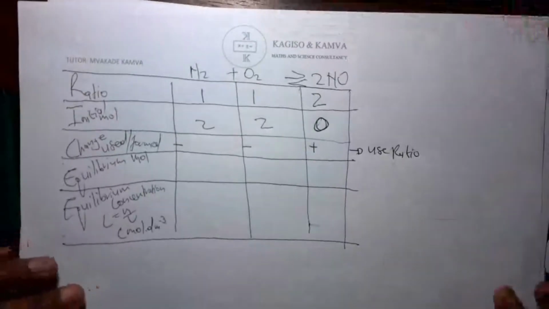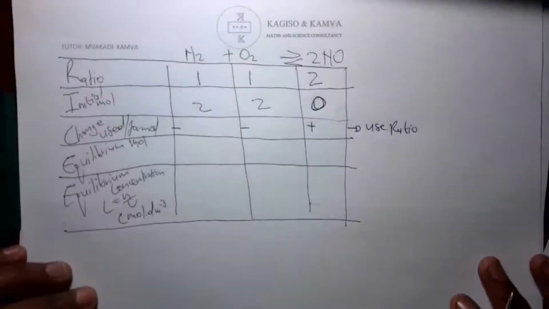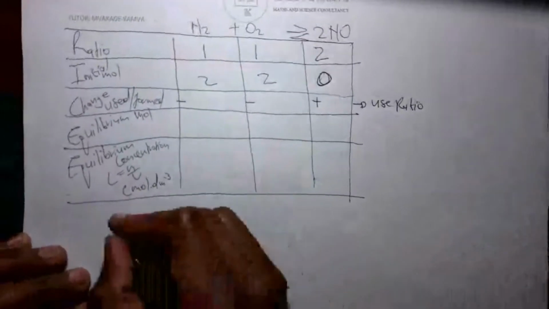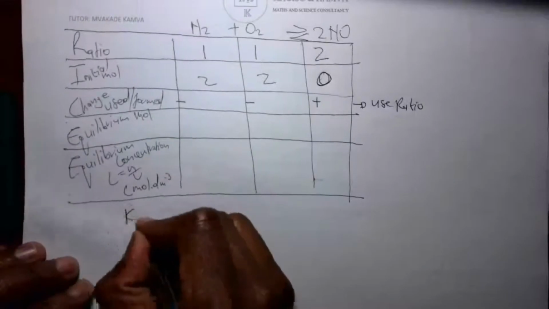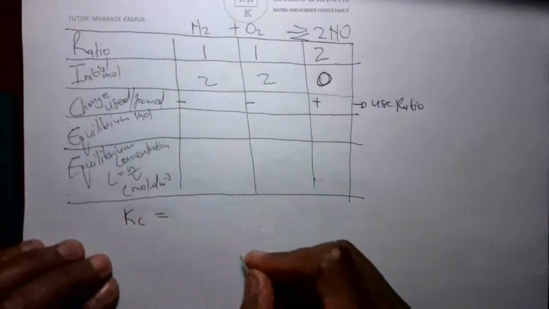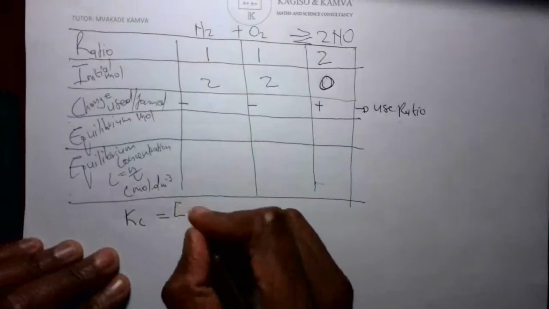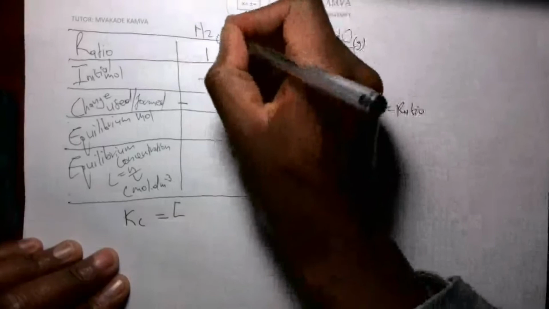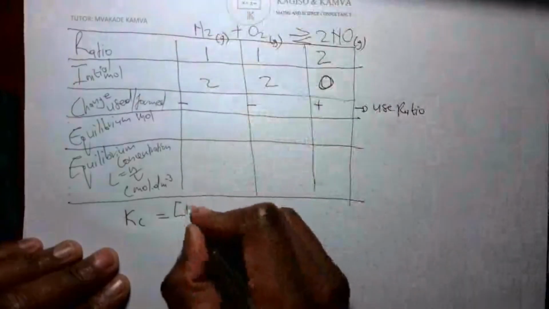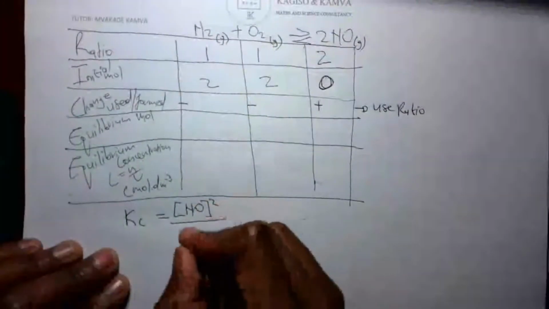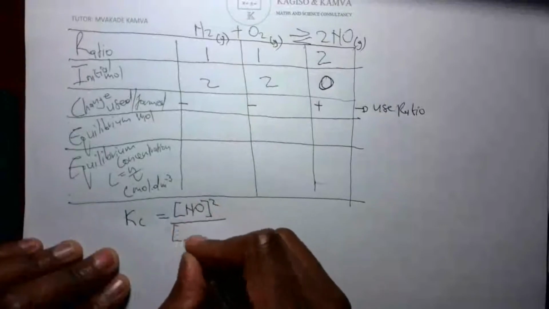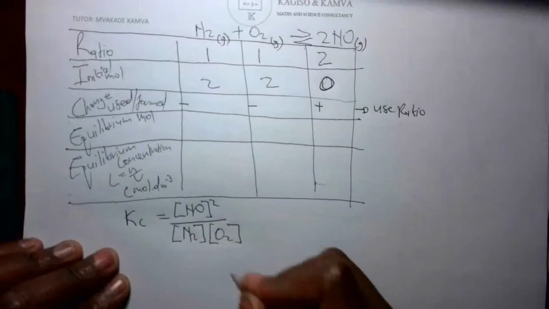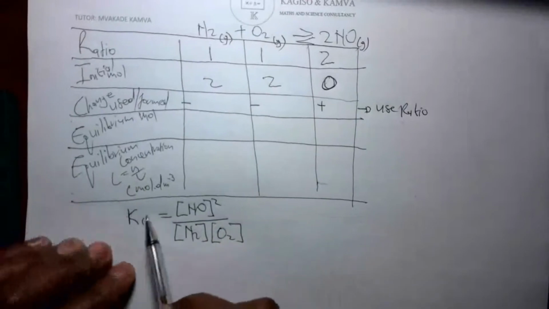From what we have, we are also given Kc, only Kc. Now we have to start with the expression for Kc. Kc is, because these are all gases, NO squared over N2 and O2. So we are provided with the value for Kc.